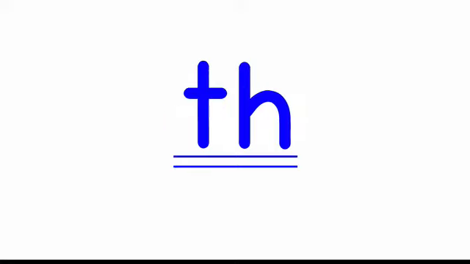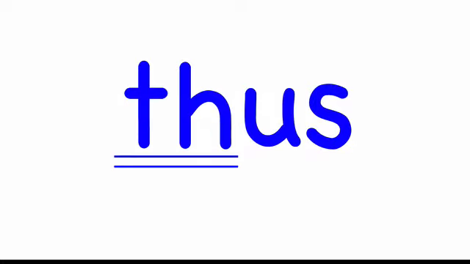Thus. Thus it was written in the book. Thus. T-H-U-S. Thus. Here TH represents the second sound, th. And if you put your hand over your vocal cords, you'll feel the vibration when you make that sound. When you're making the first sound for TH, if you put your hand on your vocal cords, you won't feel any vibration.